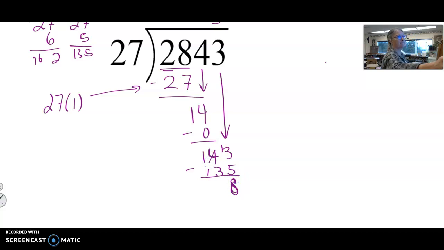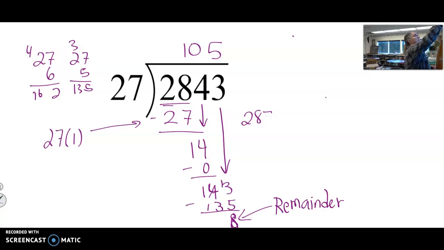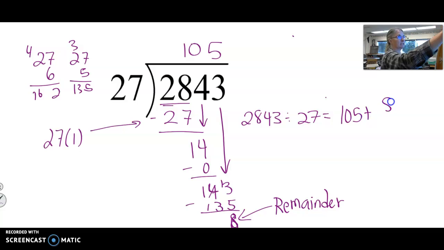13 minus 5, I have to borrow from here, is 8. And then 27 doesn't go into 8, and I don't have any more to carry down. I could go into decimals, but that's not how it works with polynomials. So this is called a remainder. And the way that you can write the solution to this problem, this is what we're really doing: 2,843 divided by 27 is equal to the quotient plus the remainder over the divisor.